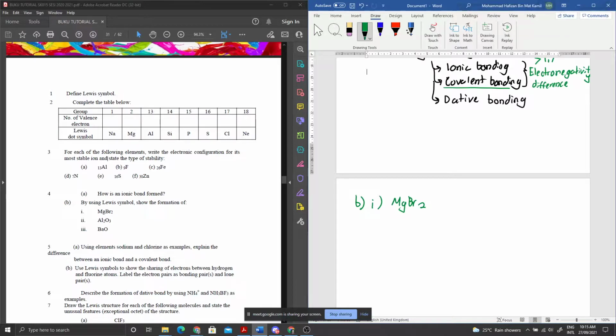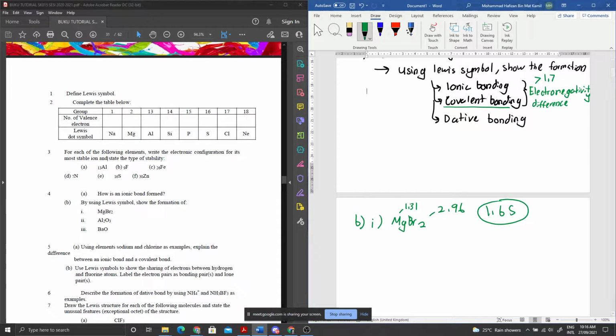So magnesium is 1.31, while bromine is 2.96. Let's find the electronegativity difference. 2.96 minus 1.31, so it is actually 1.65. Even though 1.65 is less than 1.7, I said earlier that 1.7 and above is usually ionic bonding. But this is only a general rule.